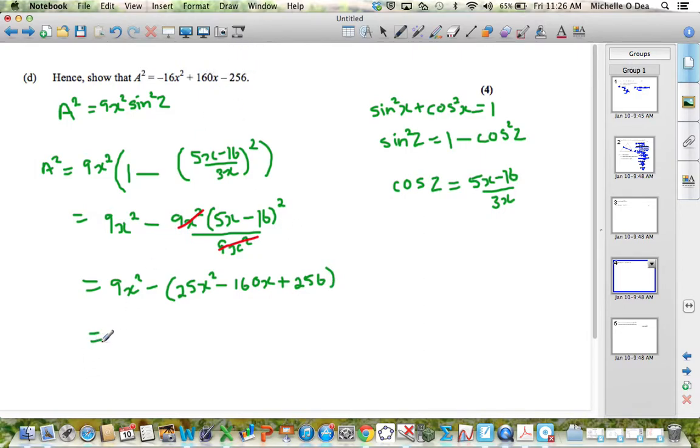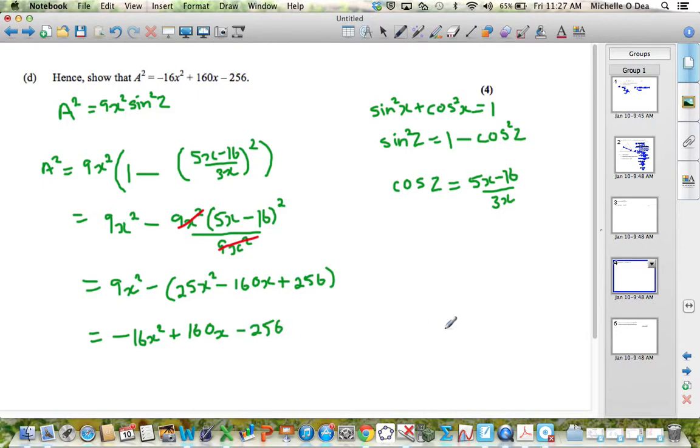And then just expanding this out. Remember, it's minus everything that's inside the brackets, so each sign will change. So 9x squared minus 25x squared, I get minus 16x squared. And then minus 160x, but I've got a minus at the front, so that becomes plus 160x. And then I have minus, the minus at the front, but I have a positive inside, so it makes it minus. And that's what we were trying to show.